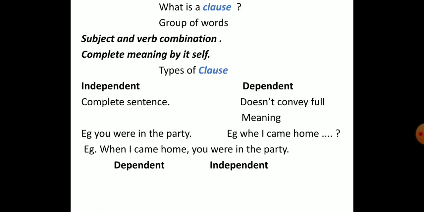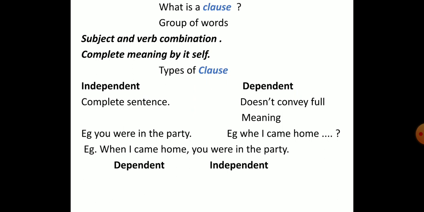Now, let's look into clauses. What is a clause? A clause is a group of words with a subject and a verb combination, and it has a complete meaning by itself. Now, clauses are mainly divided into two parts based on their uses: an independent clause or a dependent clause. An independent clause is actually a complete sentence. For example, "you were in the party." It is a complete sentence and it doesn't depend on any other sentence to make it complete.